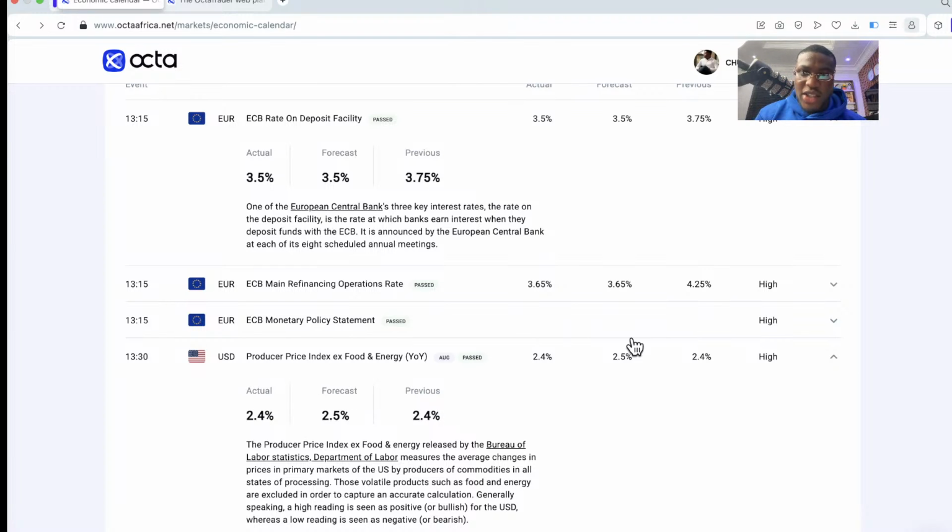So I'm going to go to the charts and show you guys what I mean and how these reports can impact the dollar index.